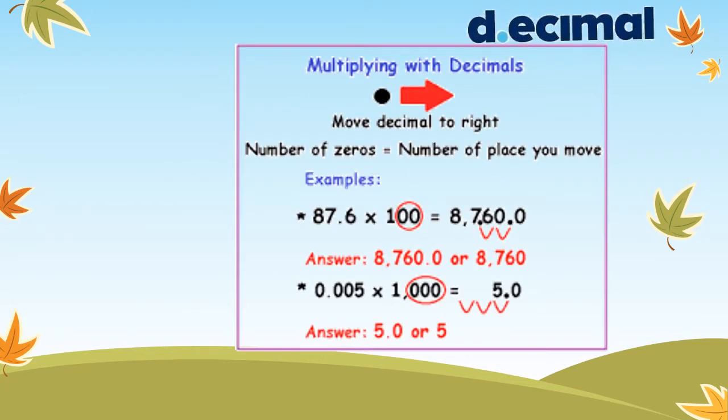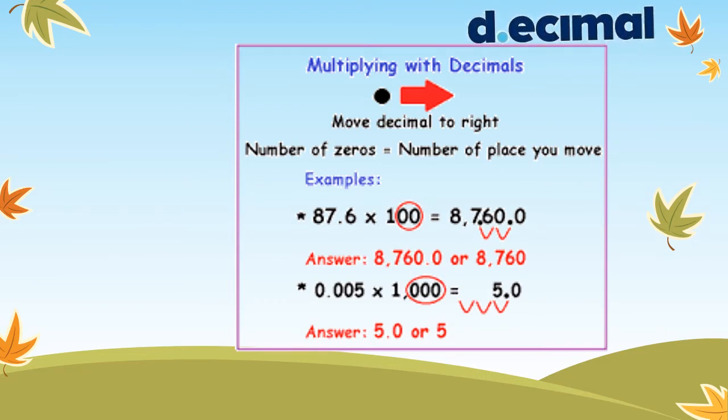So, as I say, when you multiply decimals, move the decimal point from left to right. The number of zeros equals the number of places you move. Like the example, 87 and 6 tenths multiplied by 100. I will move from left to right. How many steps? 2 steps. Why? Because I have 2 zeros in the 100.